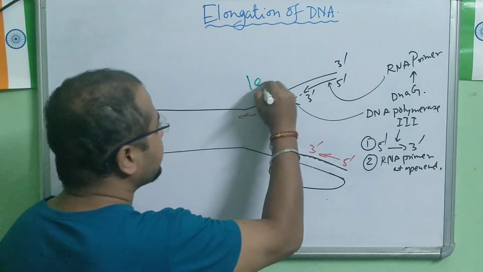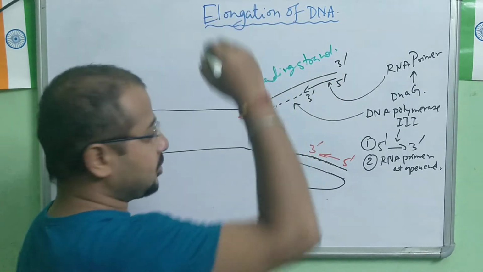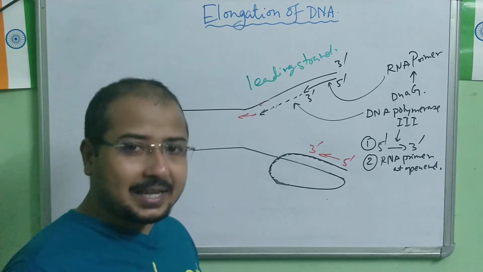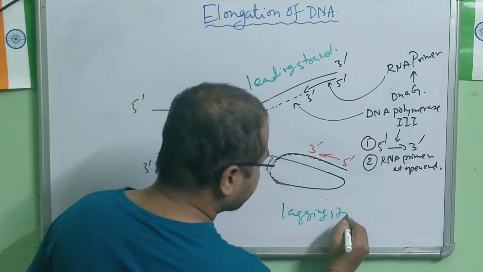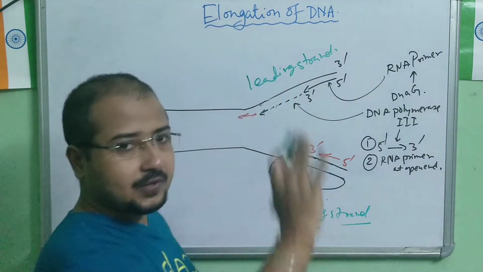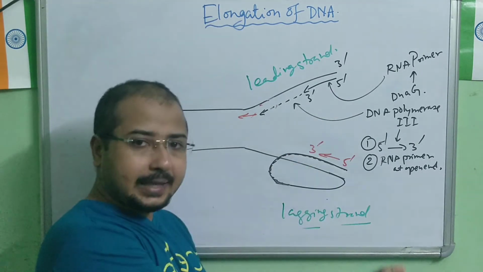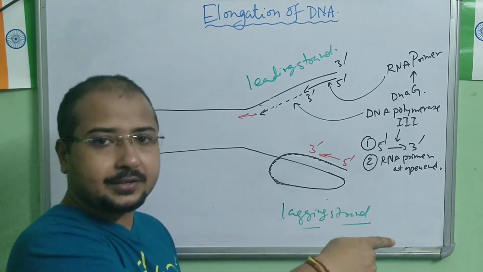That is why this is called the leading strand. And as this strand is lagging behind, this is called the lagging strand. This is the lagging strand and this is the leading strand. Once it gets its sufficient length, it makes a turn and forms a fold like this.